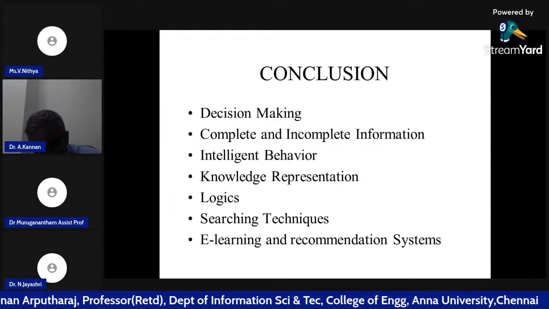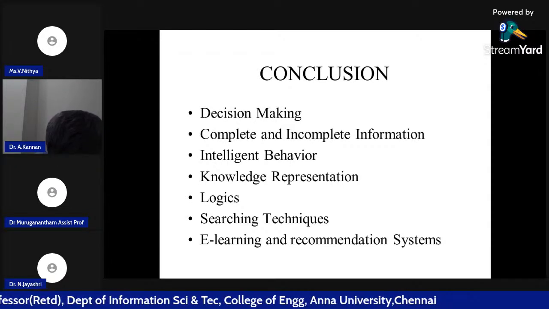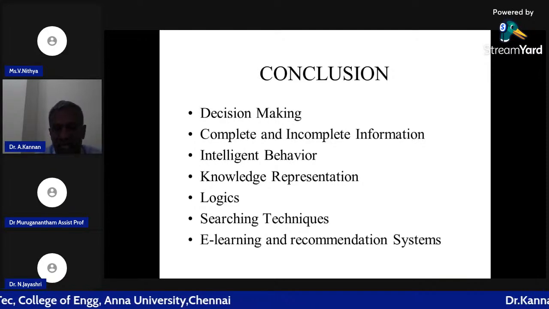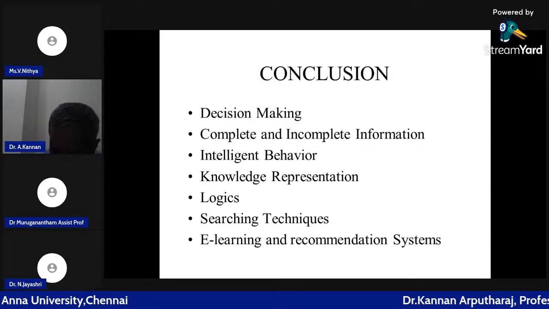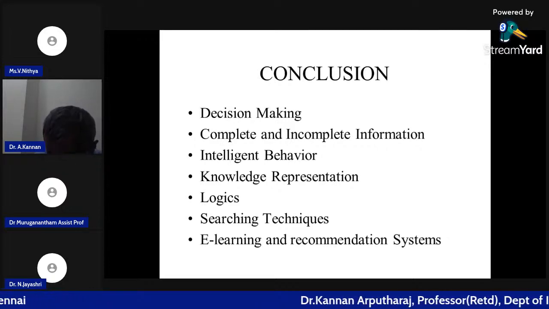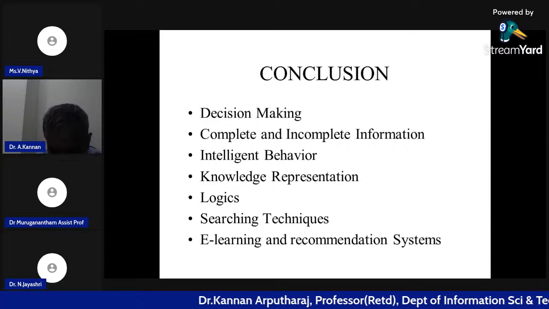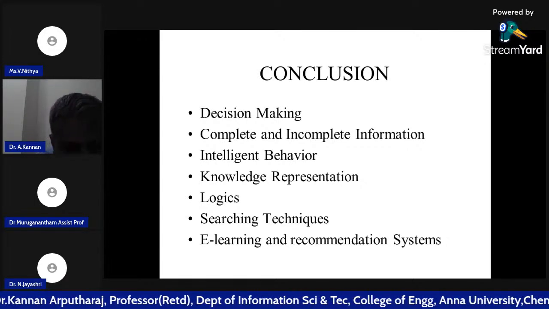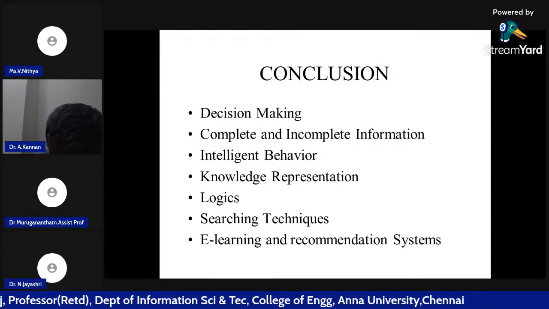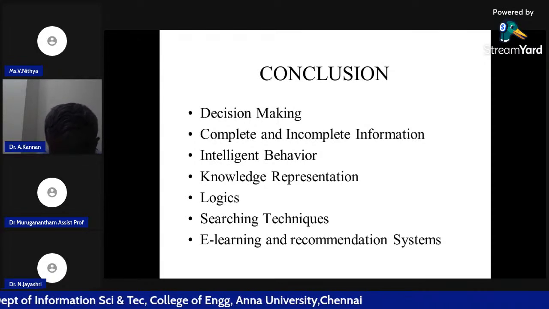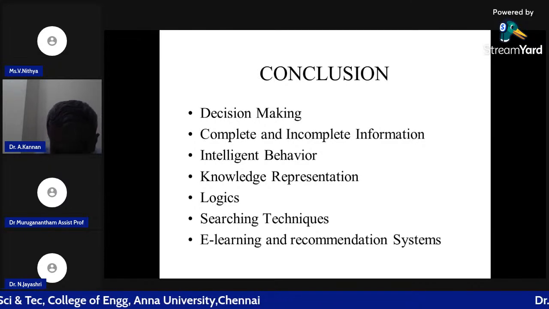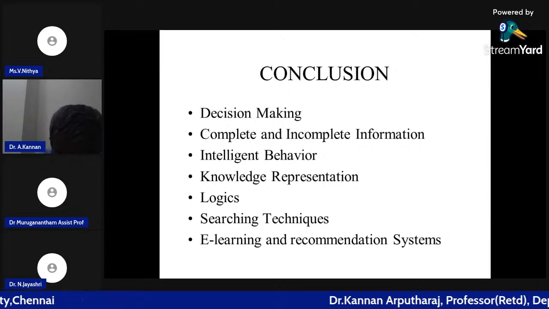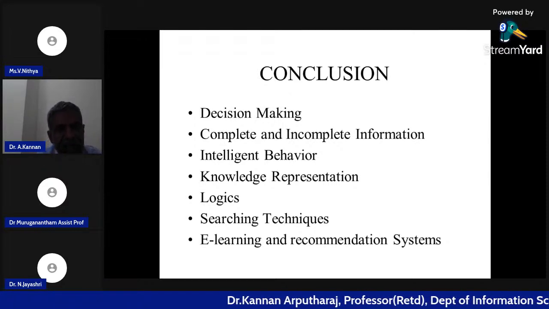In AI, we have knowledge representation techniques like semantic networks, frames, conceptual dependency, scripts, etc. We have logics like propositional logic, predicate logic, temporal logic, epistemic logic, modal logic, like that. So many logics are available to handle both complete data and incomplete data. We have search techniques like depth first search, breadth first search, hill climbing, A star, beam search, branch and bound, AO star algorithm, minimax algorithm, like that. So many search techniques are available.